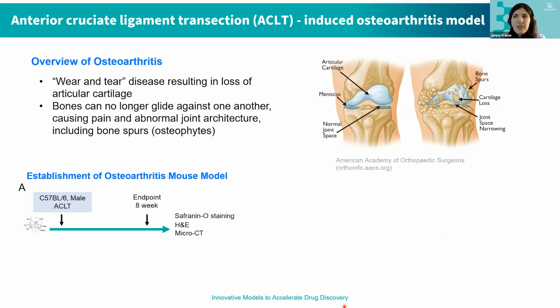ACL transection, or ACLT, is a commonly used injury model to induce inflammation and accelerate the progression of OA-like disease in animal models. So in this model, C57 black 6 male mice were subjected to ACL transection to induce disease. And after 8 weeks post-surgery, animals were assessed for disease parameters using histologic methods and micro-CT.